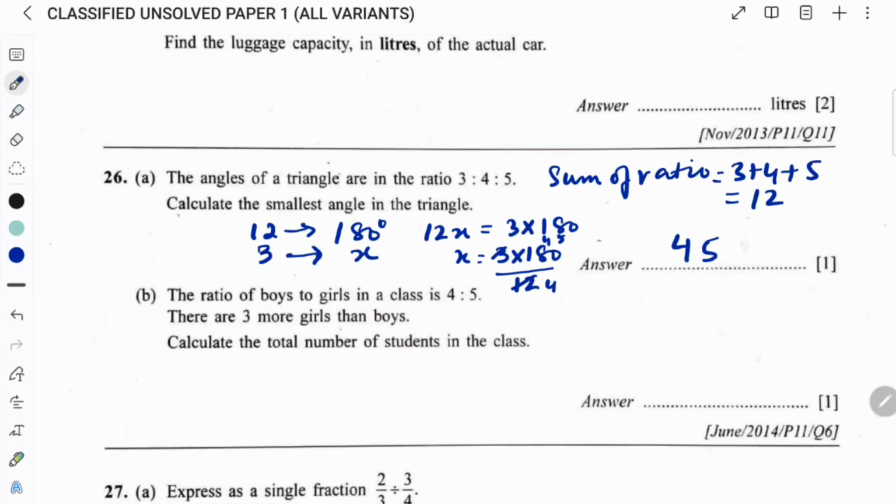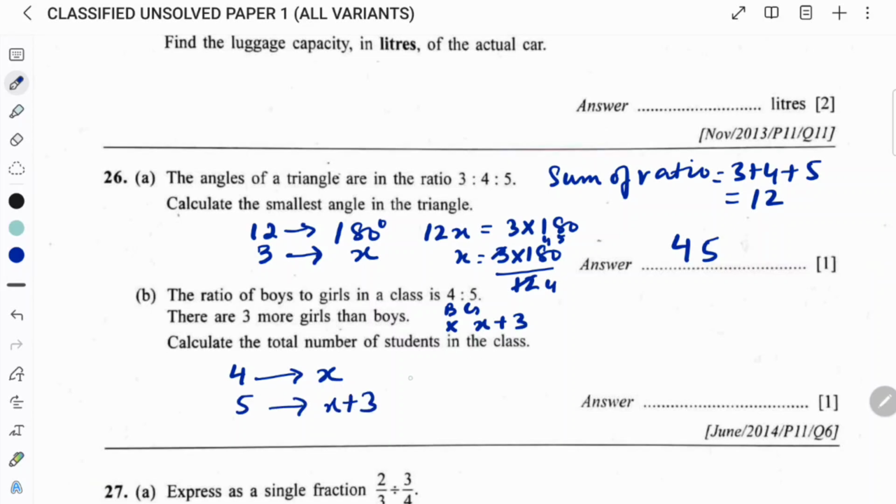Now, the ratio of boys to girls in the class is 4:5. There are 3 more girls than boys. Girls are more. So if x is for boys, then x plus 3 will be for girls. Calculate the total number of students in the class. So the total number of students in the class is what they are asking us. So we'll have to write 4 is for boys, and for the girls is 5, that is x plus 3.